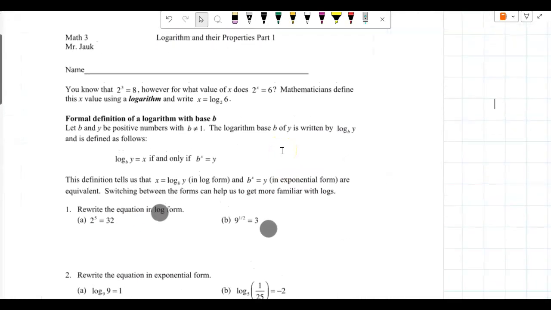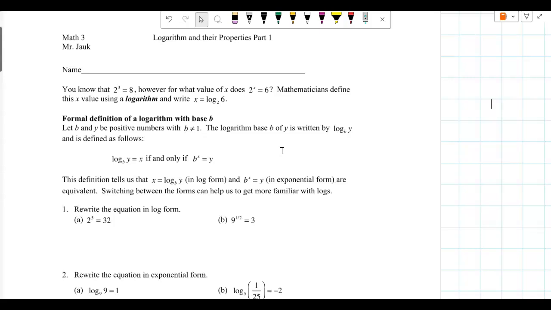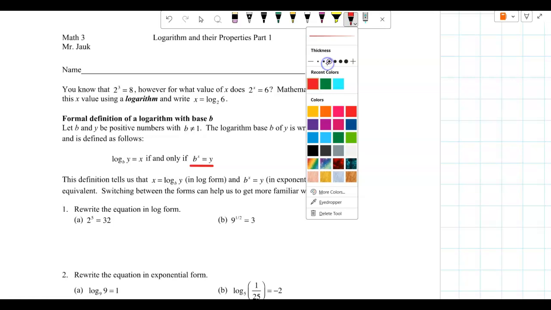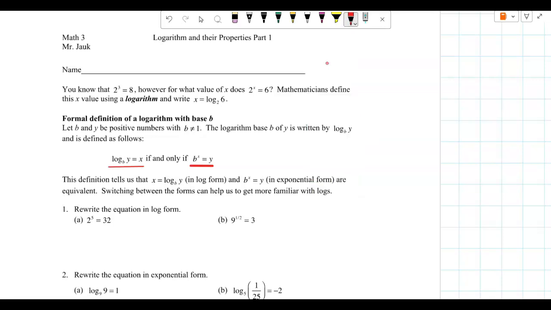So in this chapter, you're doing logs and their properties. Now, you need to know how to convert log form to index form and index form to log form. So when we have b raised to x is equal to y, b is for base. So b is the base, x is the index, and y is the answer. Then to convert this into log form, log y to the base b is equal to x.